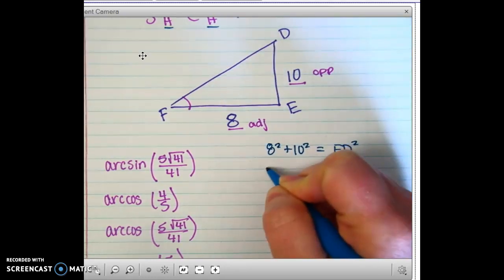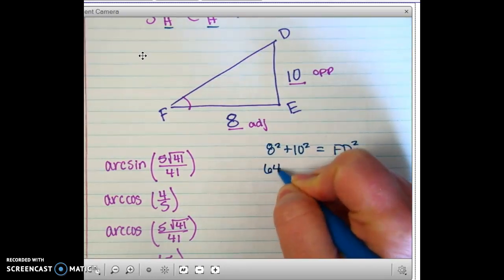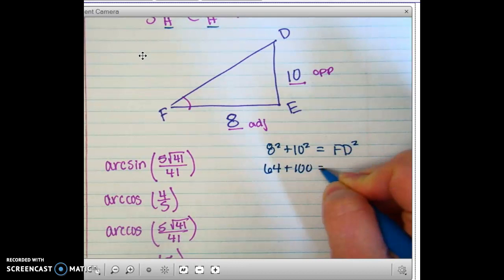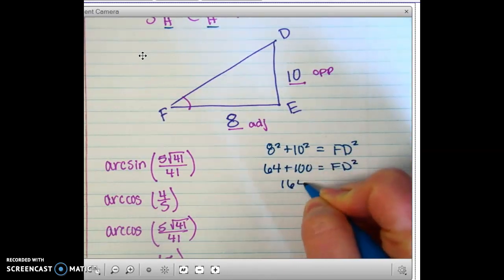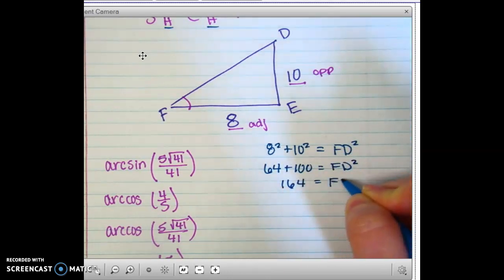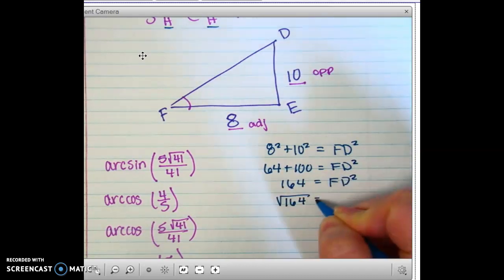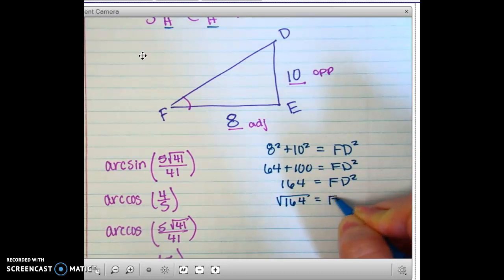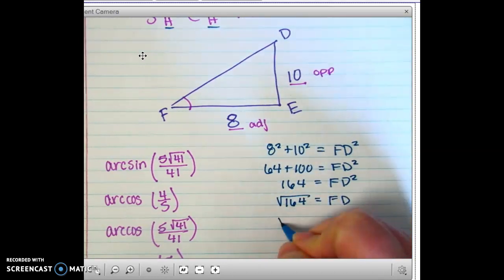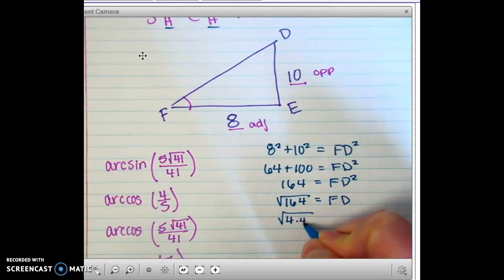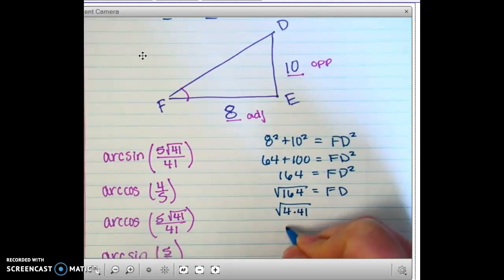8 squared is 64, 10 squared is 100. So 164, and then we take the square root of that. This is going to be equal to 4 times 41, and the square root of 4 is 2, and you're left with the square root of 41.